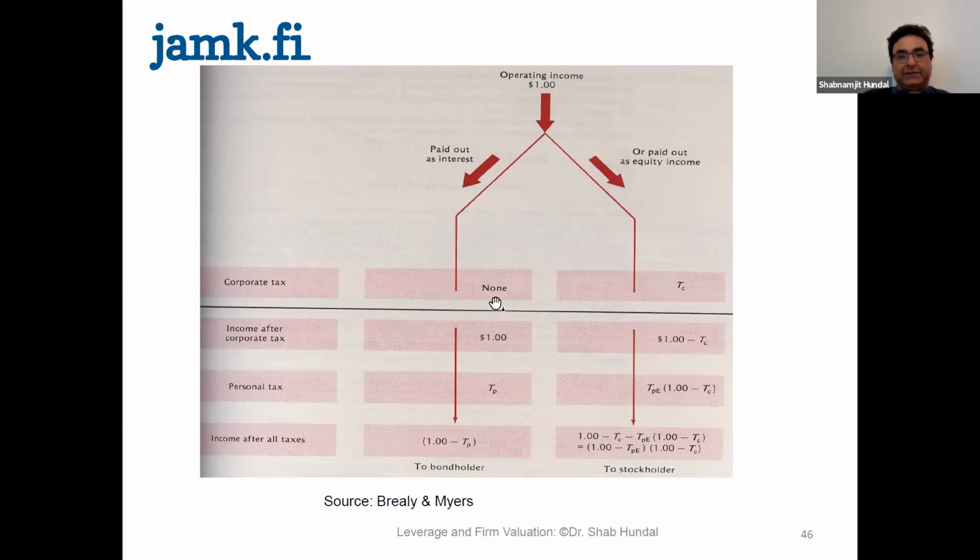The corporate tax paid on interest is nothing because it's a tax subsidy, and the income after corporate tax is still 1, and then the personal tax is TP. So basically, TP is the personal income tax. You know that when you get your income from the company, you also pay tax on your annual income tax return. So basically, you take $1 or €1 as interest, and you subtract at the end of the day the TP, the personal income tax rate.